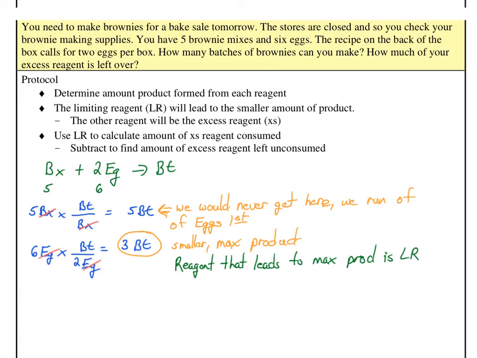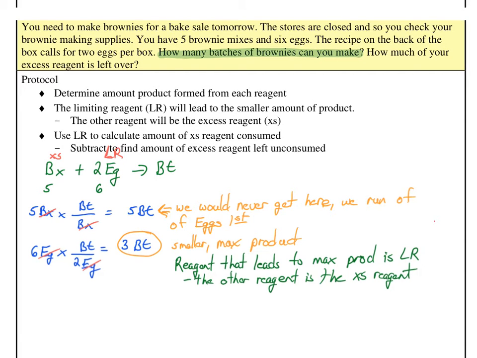The reagent that leads to our max product is our limiting reagent. And in this case, that means it's eggs. Eggs are our limiting reagent. The other reagent is our excess reagent. So we've answered our first question. We've answered how many batches of brownies we could make.